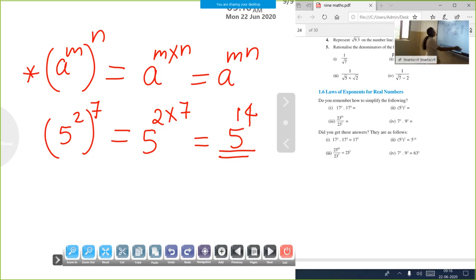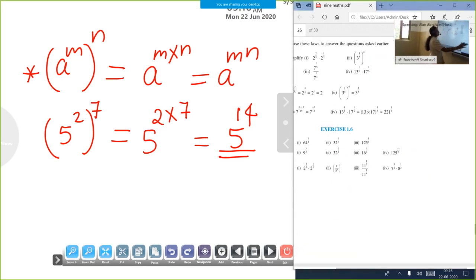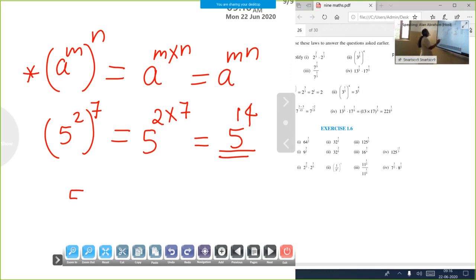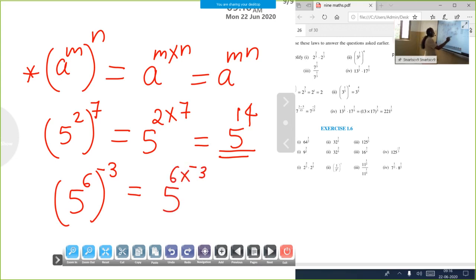One more question. 5 raised to 6, the whole raised to minus 3. So our answer is 5 raised to 6 into minus 3. What is 6 into minus 3? It is minus 18. One positive number, one negative number: when you multiply, the sign is minus. So 18 with a minus sign, 5 raised to minus 18.